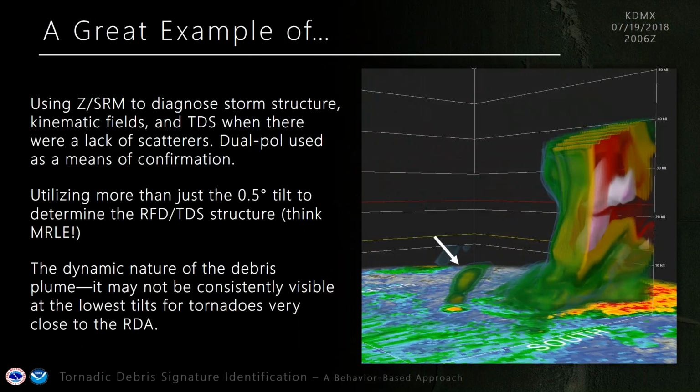And this is just such a great example of going back to the original base products with reflectivity and in some ways SRM to diagnose the storm structure, kinematic fields, and even the TDS itself when dual pol can simply be used as a means of confirmation. It also shows utilizing more than just the half-degree tilt to look at storm structure and TDS structure, thinking SAILS and MRLE as well. And then also it hits on the dynamic nature of the debris plume, especially if you're close to the radar, is that debris plumes aren't constant, and they may sometimes grow and shrink with time, especially these really, really close TDSs to the radar.